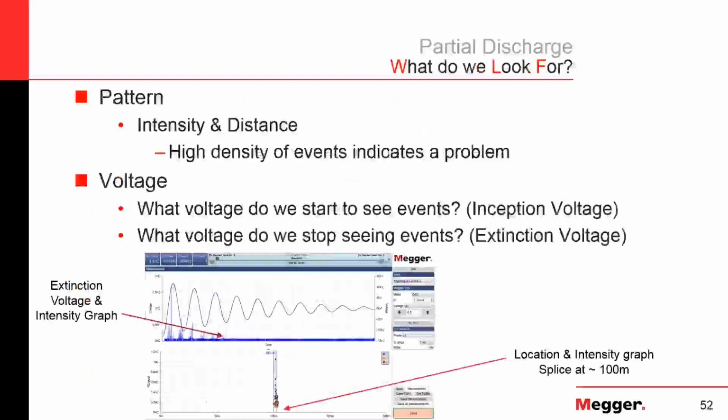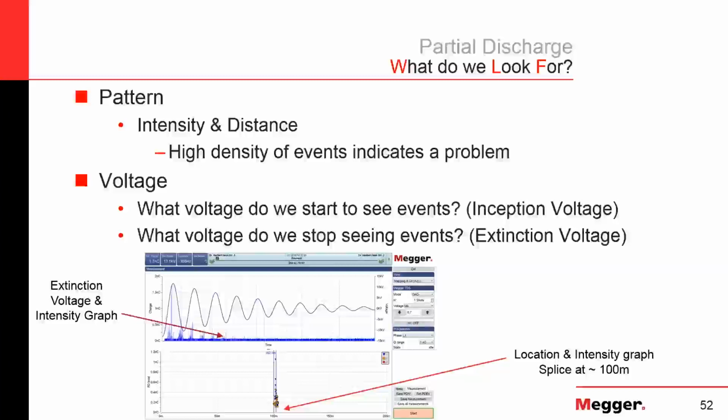Finally, we interpret the results and print the report. So by interpreting the results, what I mean is, what do we look for? One of the more important things that we look for with PD testing is a pattern of intensity and distance. So a high density of events indicates a problem.